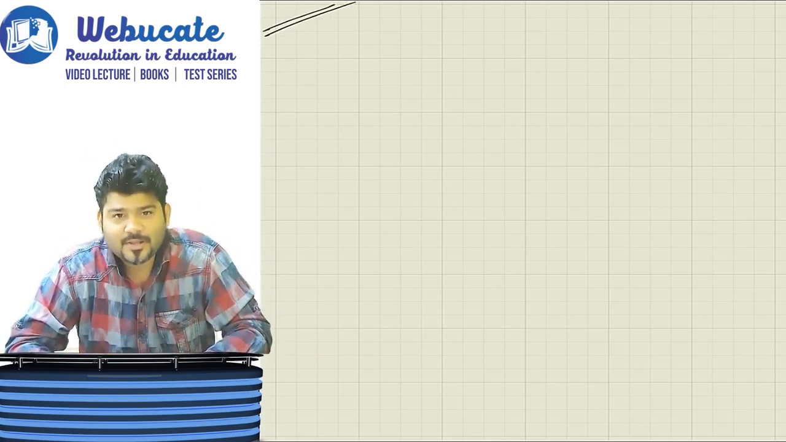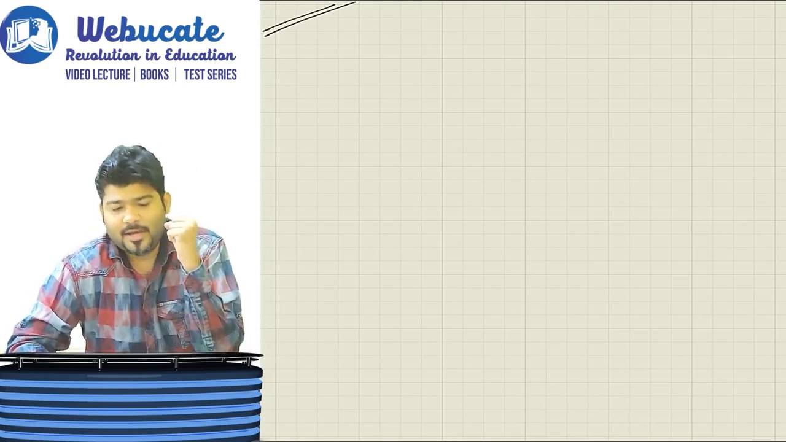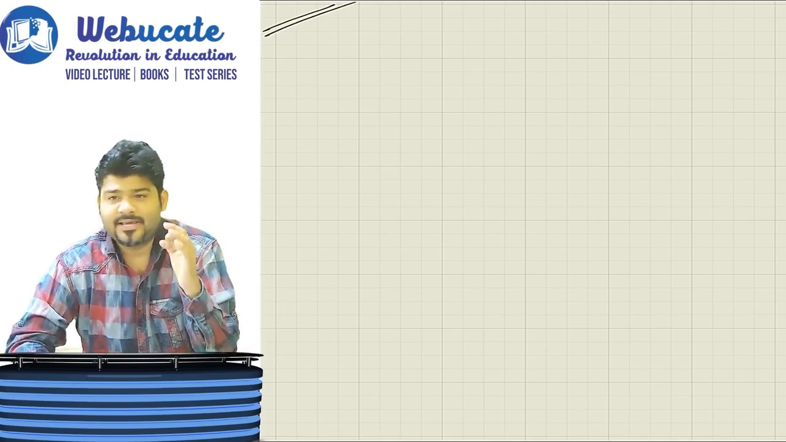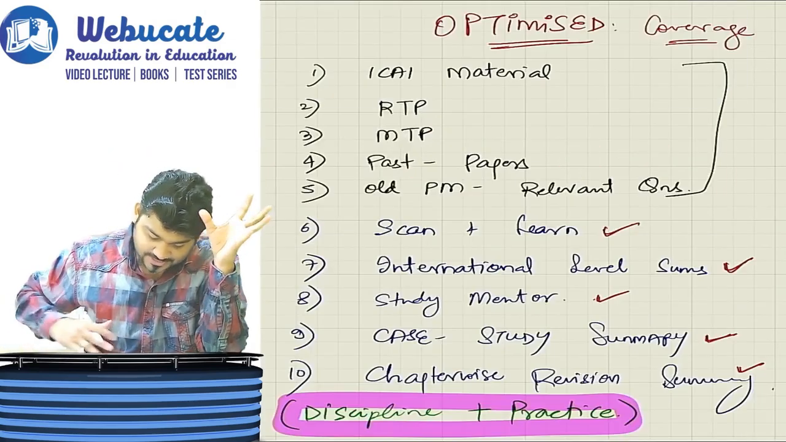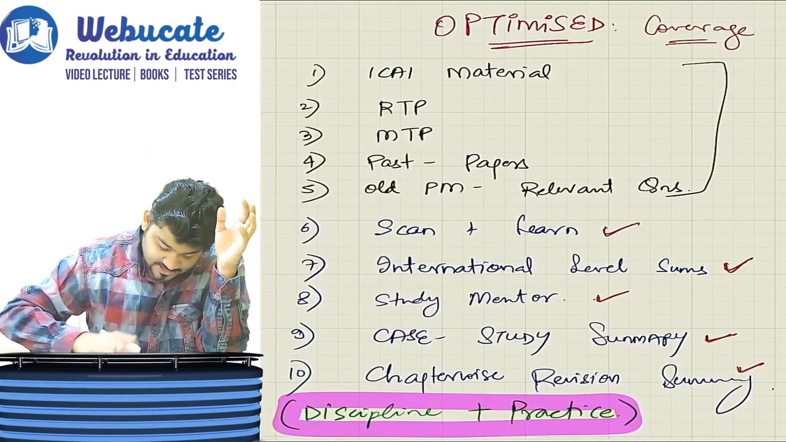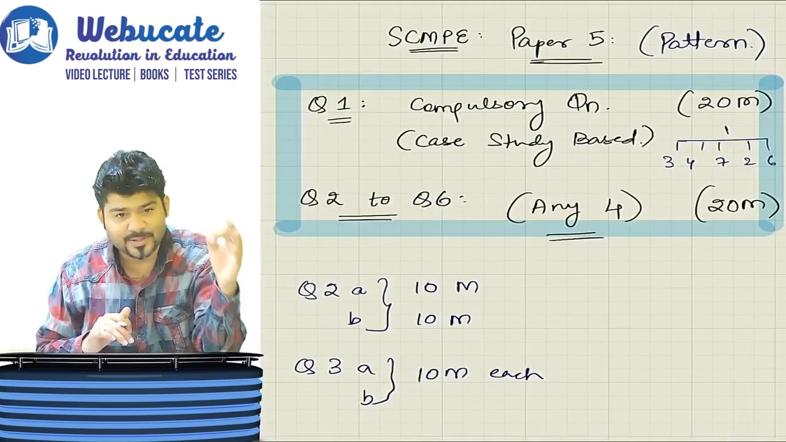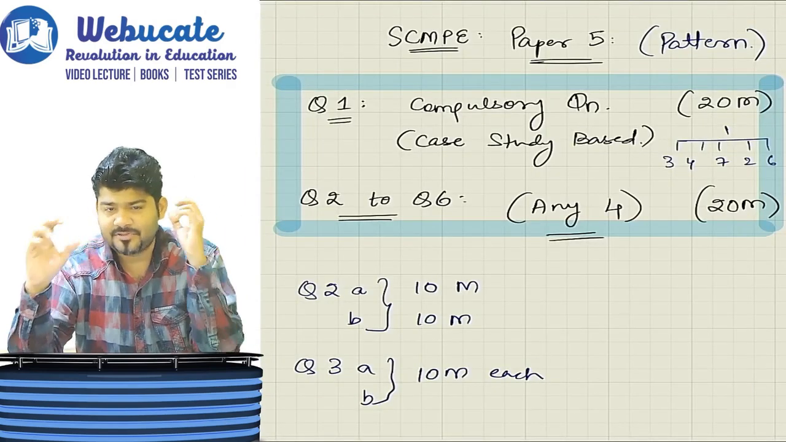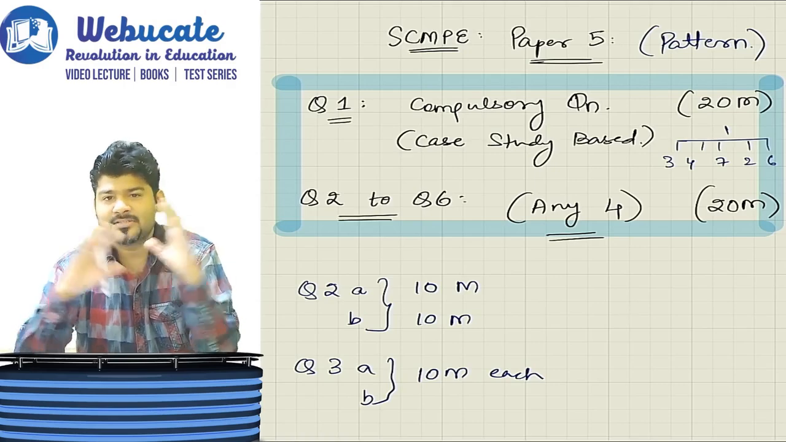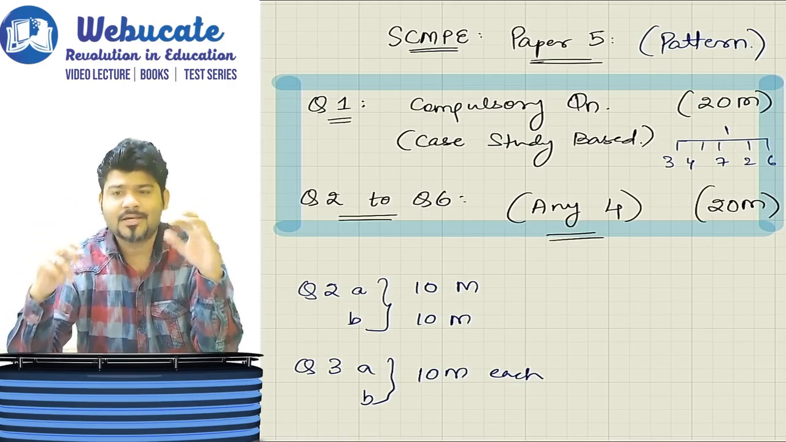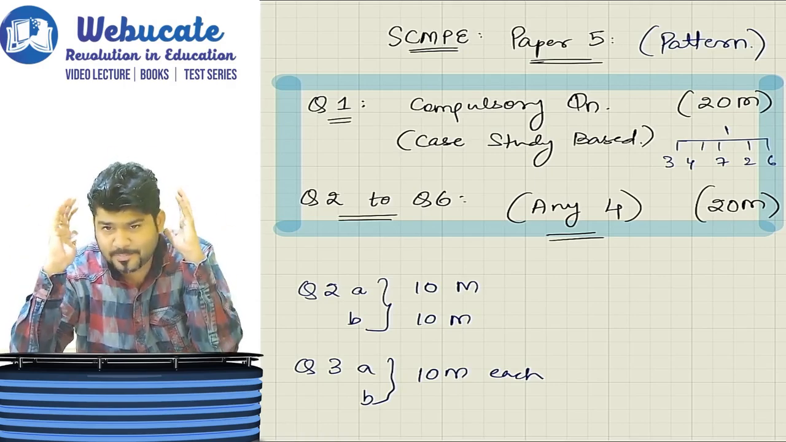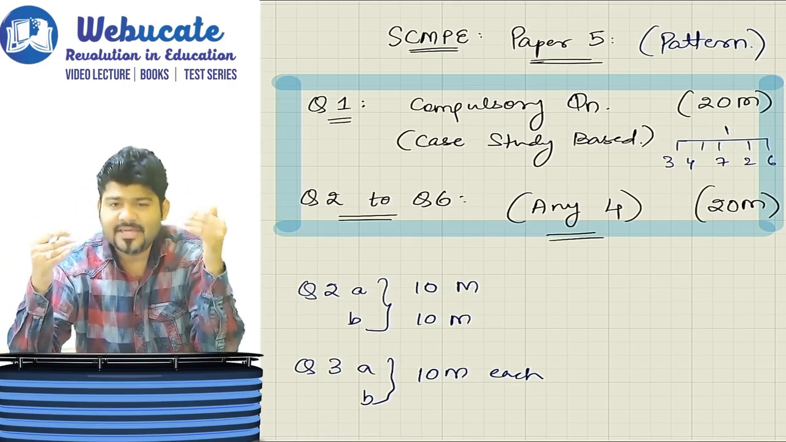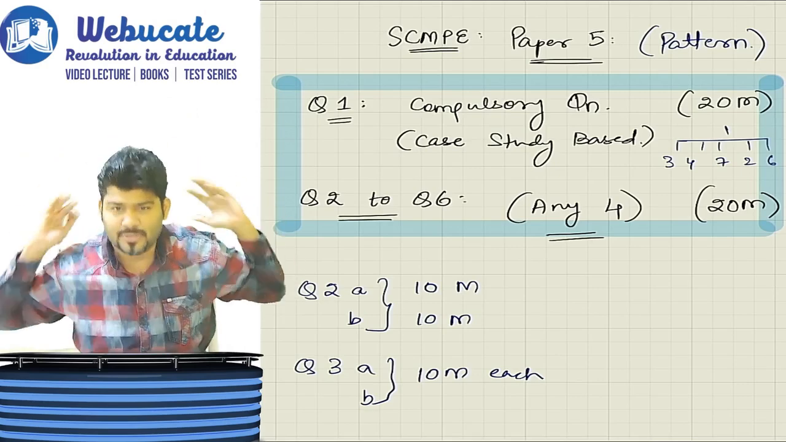Okay, let's start. Yesterday we had a very brief discussion of what exactly our subject is, Introduction to Strategic Cost Management. I gave you an idea of the paper pattern. Question number 1 is absolutely compulsory, 20 marks. Usually 9 out of 10 times it will be a typical case study, and then there will be sub questions relating to that case study.